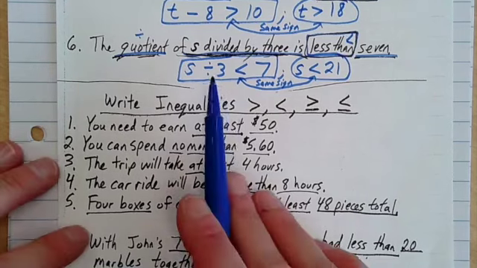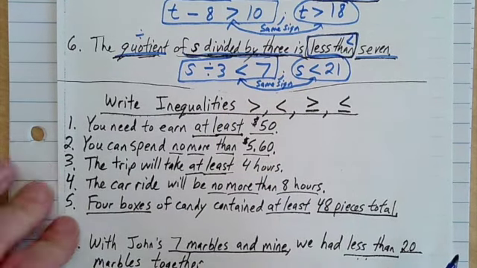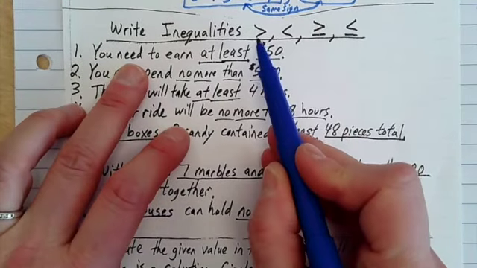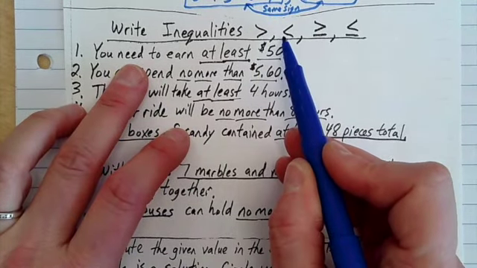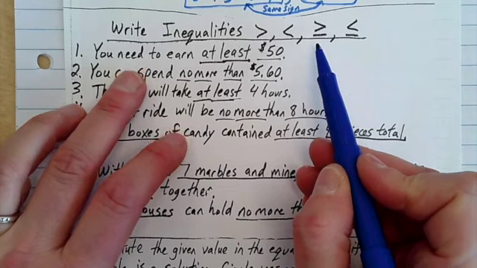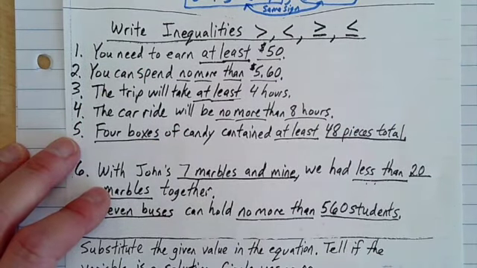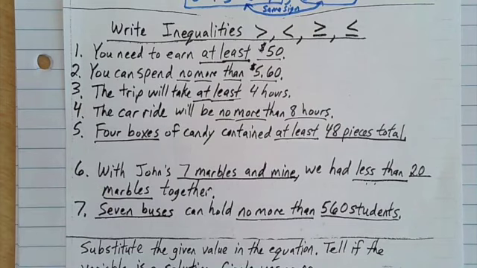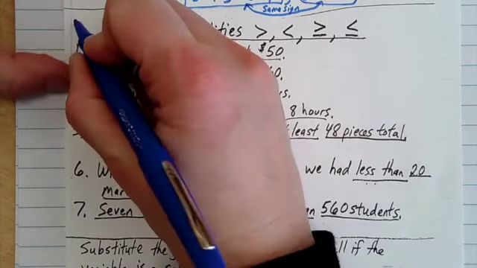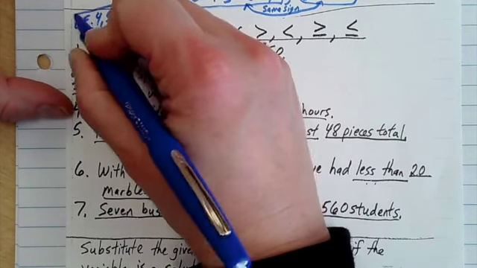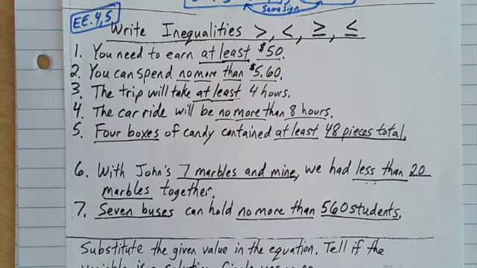So that was writing inequalities and solving. Now the next set of directions we're going to do is just write inequalities. You can use the greater than sign, the less than sign, the greater than or equal to sign, or the less than or equal to sign. So here's our clue. This is going with standard EE 4 and 5, so I want to write that in here. These directions go with EE 4 and 5.